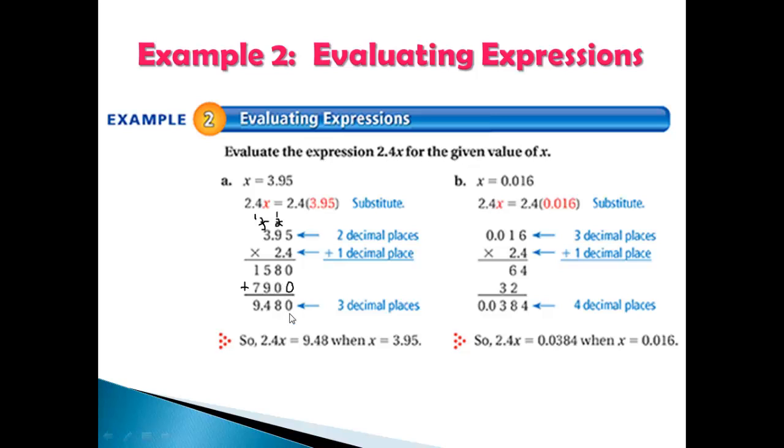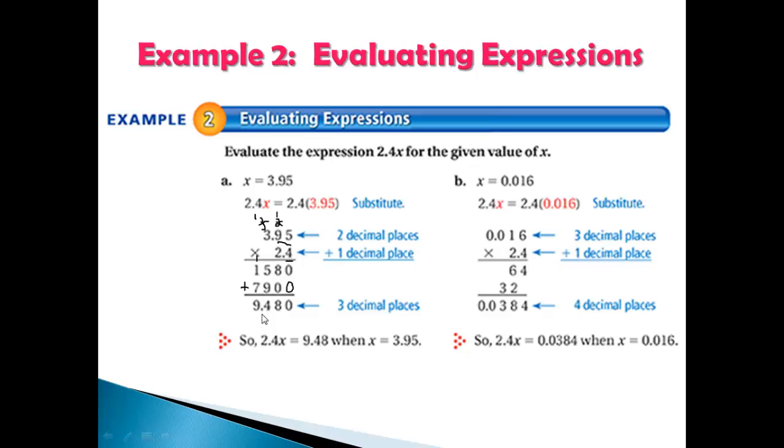0 plus 0 is 0. 8 plus 0 is 8. 5 plus 9 is 14. So write our 4, we carry our 1. 1 plus 1 is 2, plus 7 is 9. Now we figure out our decimal. We have 2 digits after the decimal in the first number, and 1 digit after the decimal in the second number. 2 plus 1 is 3. So from the end we move it up 3 places. 1, 2, 3. So we have 9 and 480 thousandths.